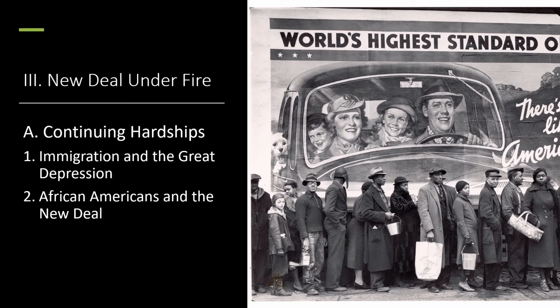FDR's New Deal failed to address long-standing patterns of racism and segregation in the South. He feared that to do so would alienate his Southern supporters in Congress, and the New Deal would crumble.